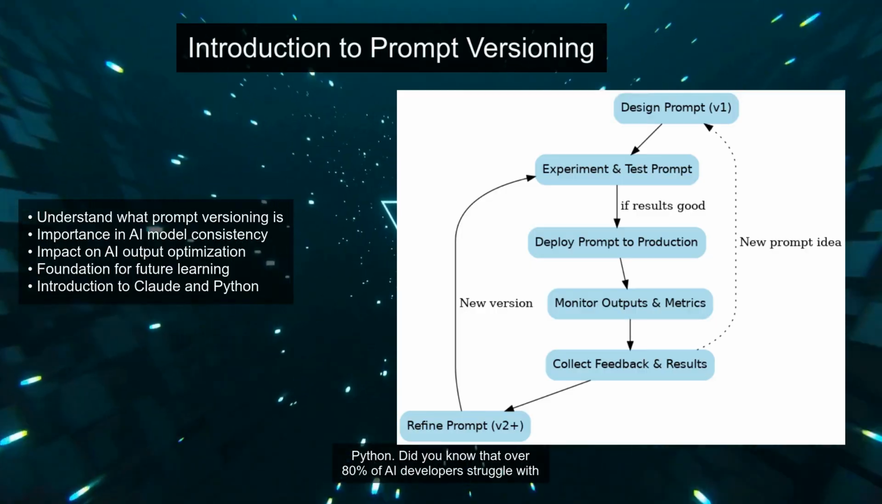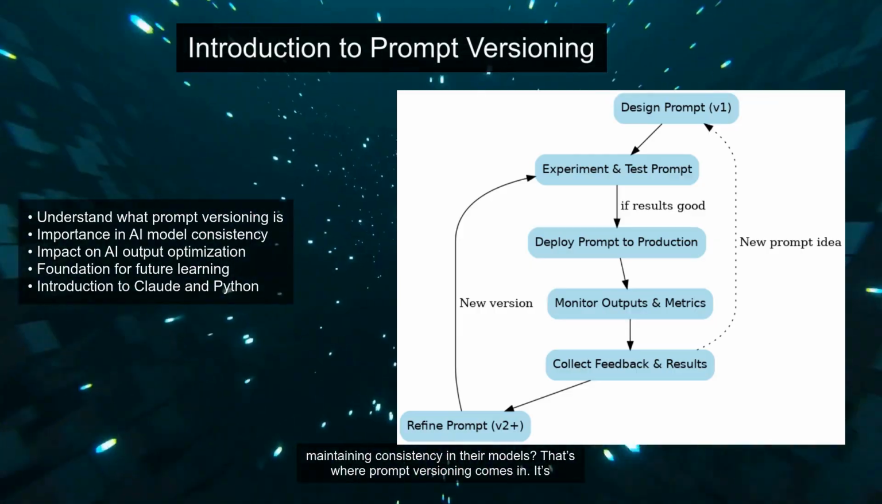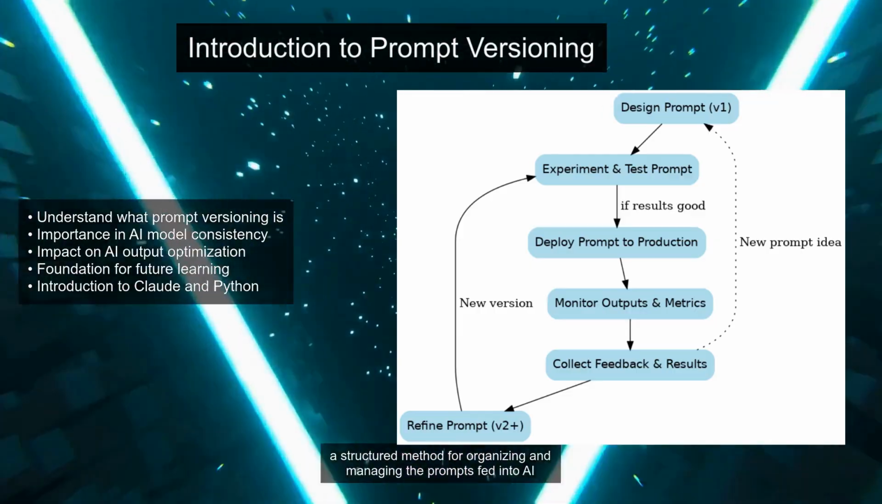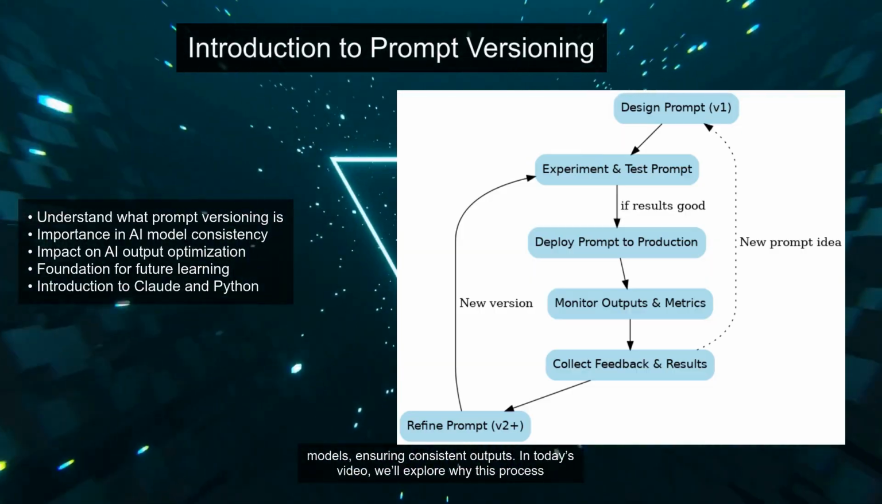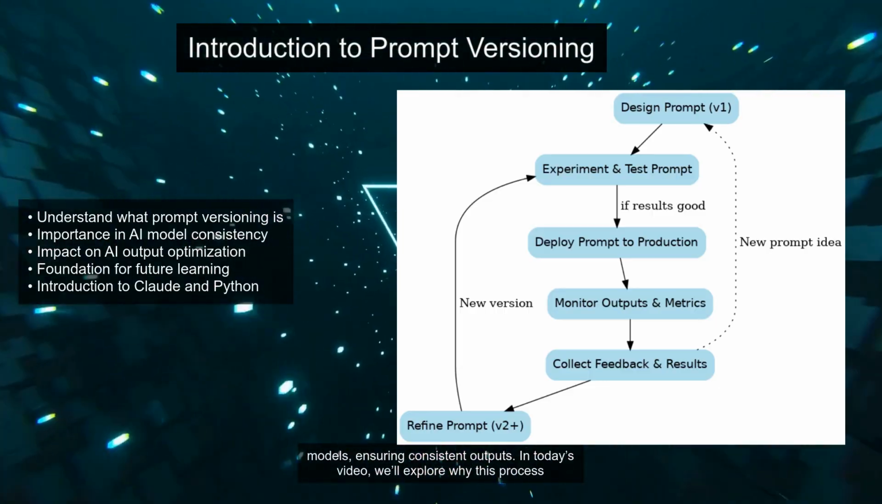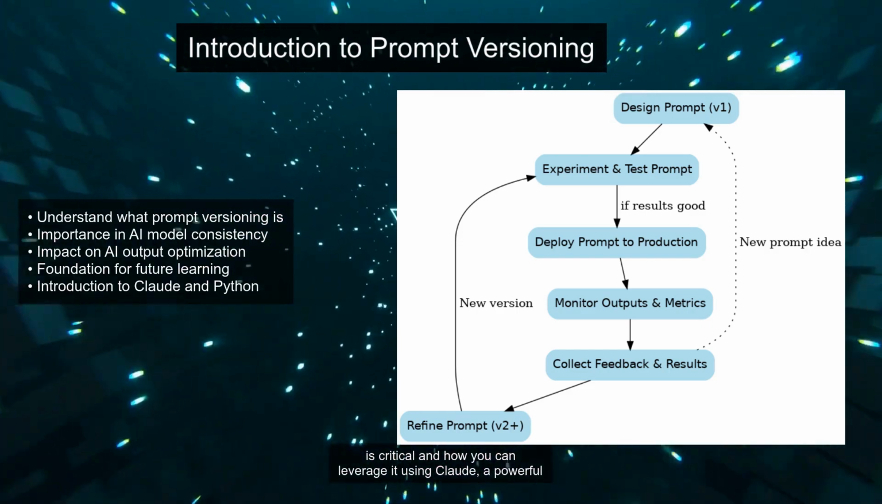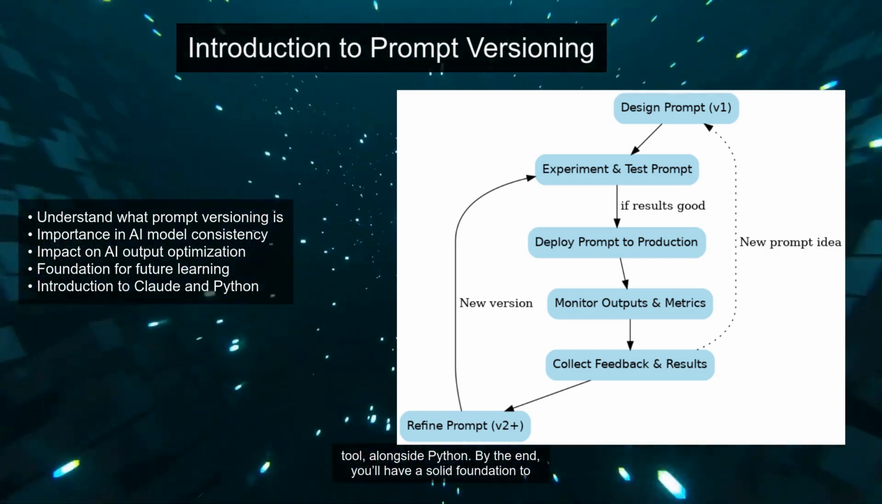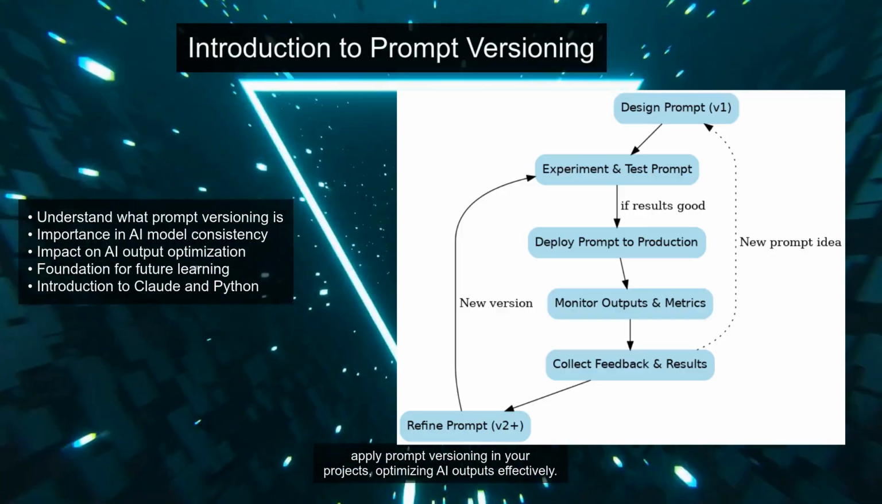Did you know that over 80% of AI developers struggle with maintaining consistency in their models? That's where prompt versioning comes in. It's a structured method for organizing and managing the prompts fed into AI models, ensuring consistent outputs. In today's video, we'll explore why this process is critical and how you can leverage it using Claude, a powerful tool, alongside Python. By the end, you'll have a solid foundation to apply prompt versioning in your projects, optimizing AI outputs effectively.